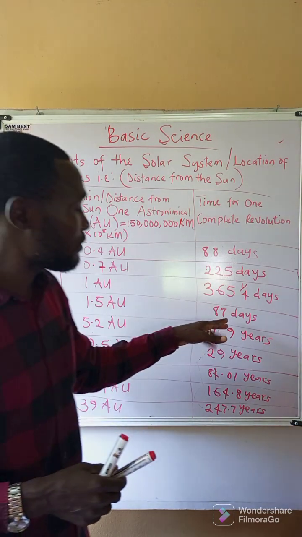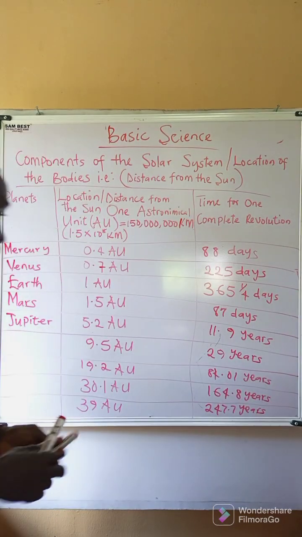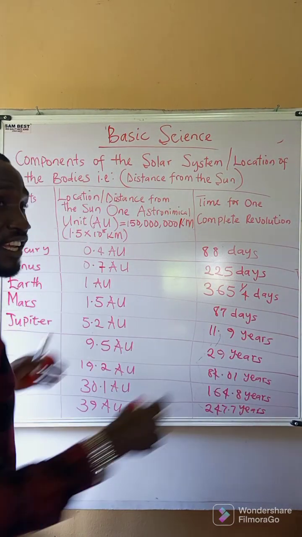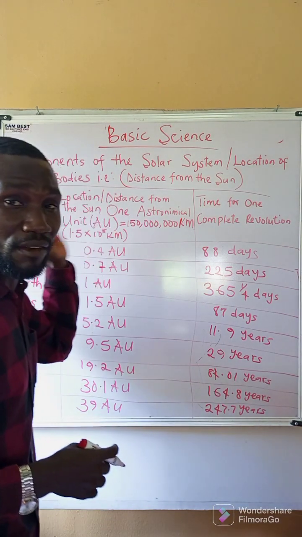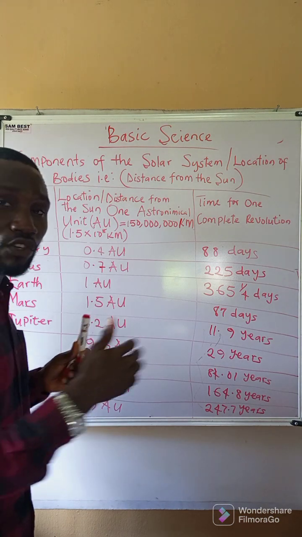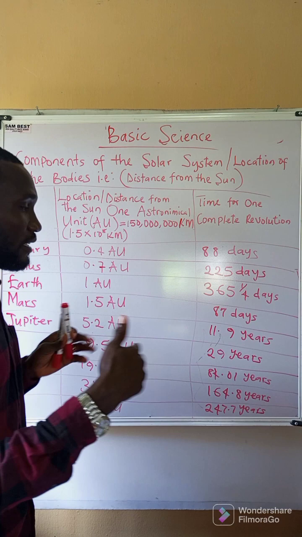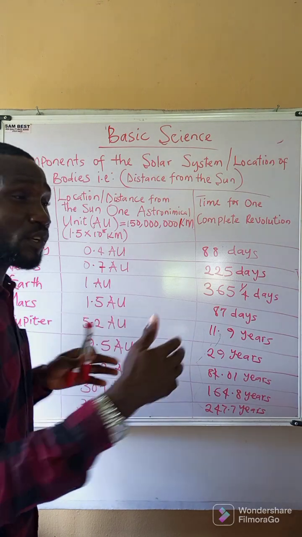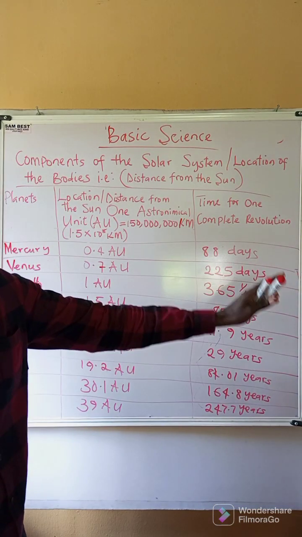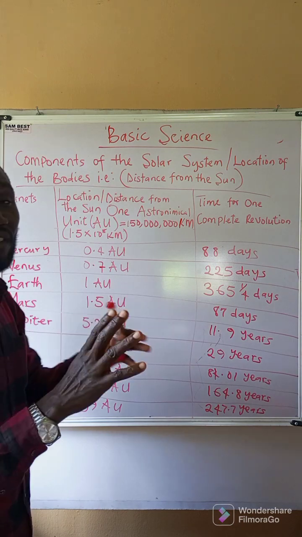Remember, the other ones were what? Days. Or this one is years. Jupiter, 11 years. So it's far. That's why, if you remember our first lesson last week, I talked about the ones that are closer to the sun, the terrestrial planets, and the giant planets. The reason why the giant planets are giant is because they are far from the center of our solar system, which is the sun. They are far, that's why they are giant.